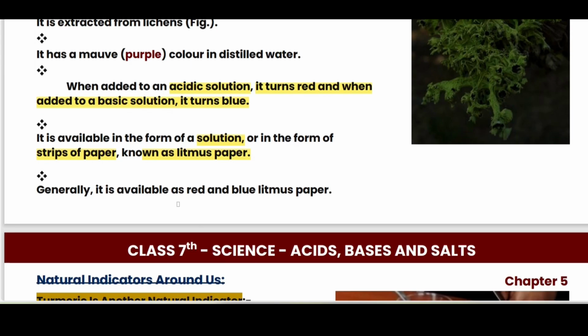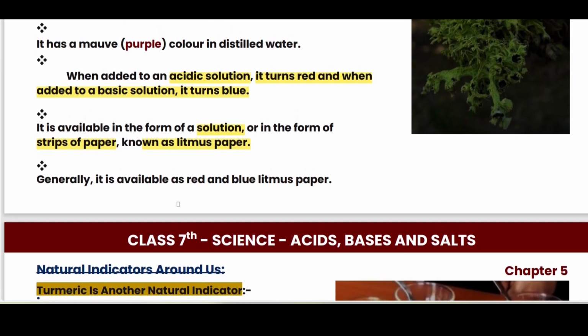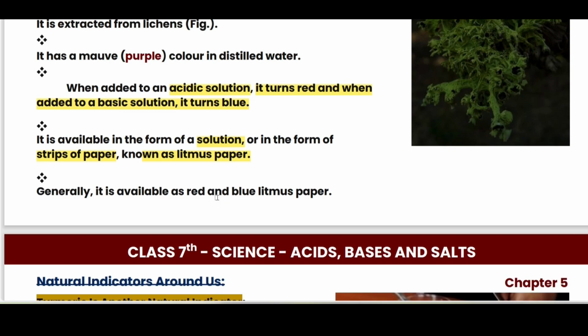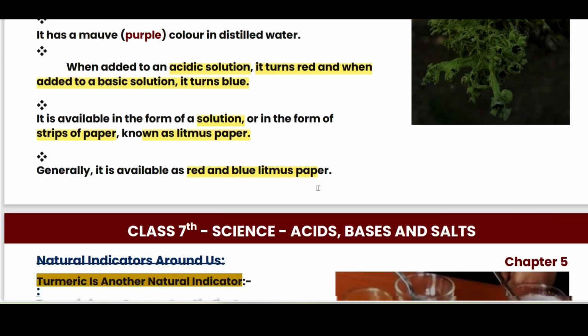Now generally it is available as red or blue litmus paper. We have just read that if blue litmus paper turns red, then that is acidic, right? So the litmus papers also have a particular color given. Which ones? Red and blue color.